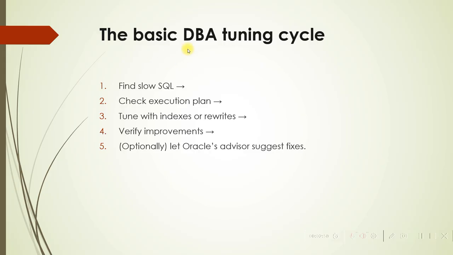All right. The basic DBA tuning cycle is: first, you need to find the slow SQL query. 2, check the execution plan. 3, tune with indexes or rewrites. 4, verify if there's any improvement. Optionally, let Oracle's advisor suggest fixes that you need to apply. All right, now we are getting to the hands-on.